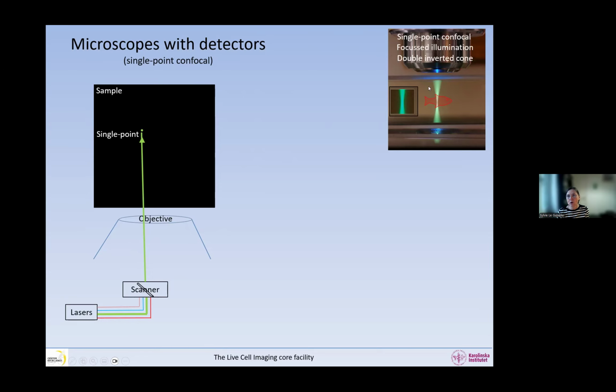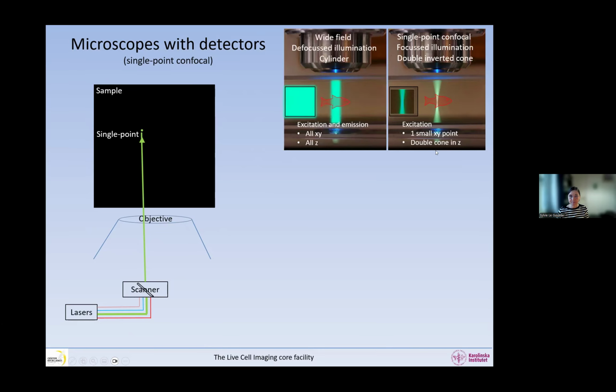So we have a focused illumination. The illumination is focused here, but we also have illumination above and below the focal plane. So the fluorescein is excited a little bit everywhere, but it's focused here at the focal plane, and we also have illumination above and below. So the excitation is a small XY spot and a double cone in Z. And this is to be compared with what we had for wide field illumination, which was like a cylinder.